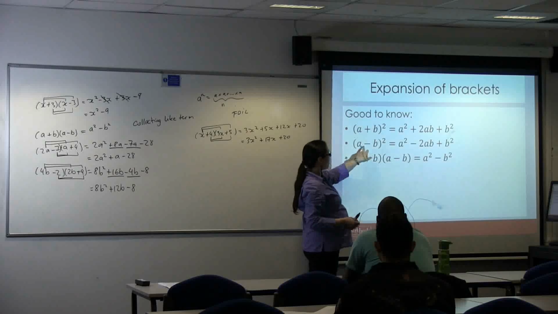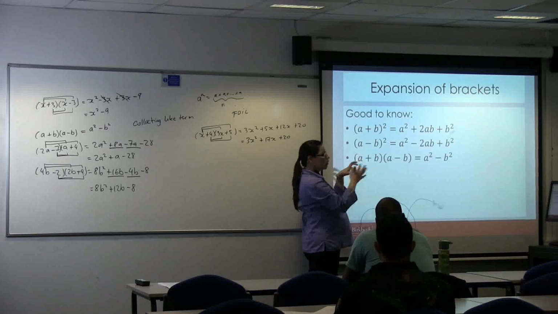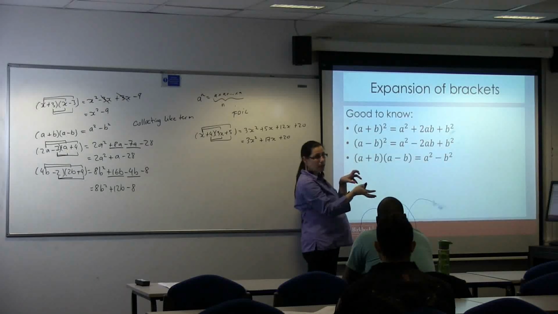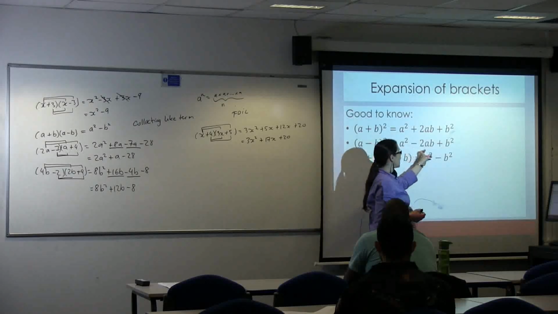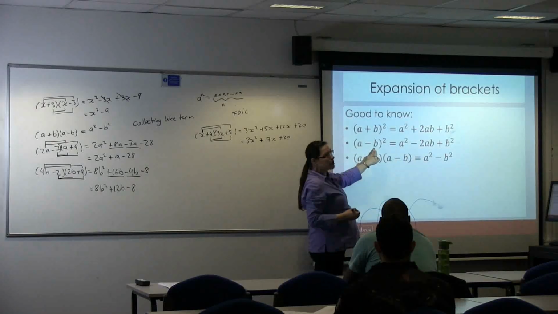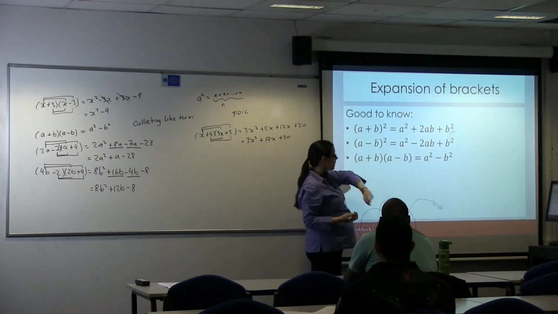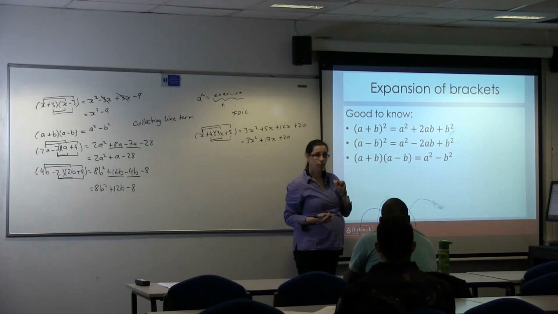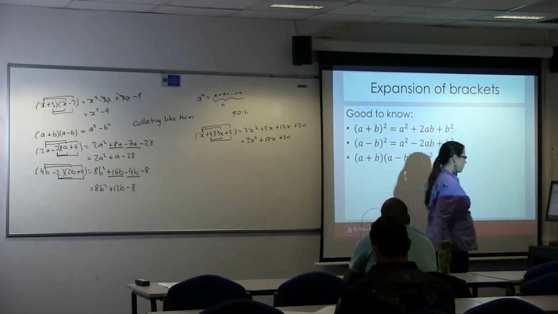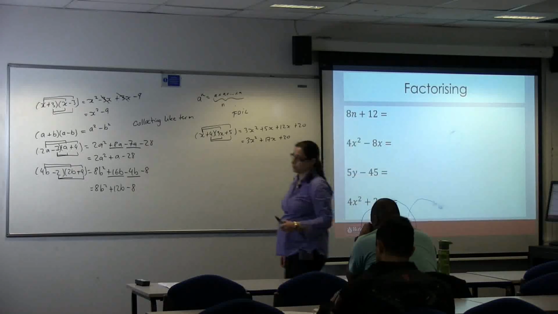Same here, but remember now, a minus b times a minus b. So a and b have got different signs, so their multiple will be negative. So in this case, I'm going to end up with a squared minus ab, which can collect to minus 2ab. But minus b times minus b is going to give me the positive b squared. So that's why that's positive. And this one we've already seen why it works. If you work with algebra quite a lot, these are very good shortcuts to have.